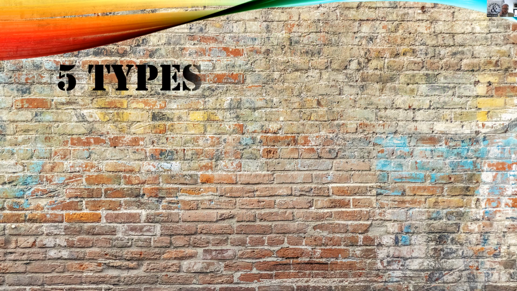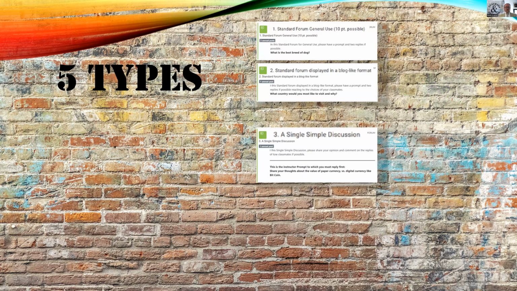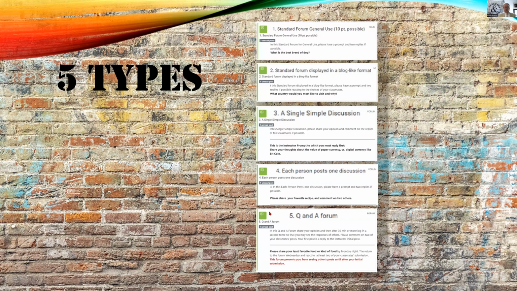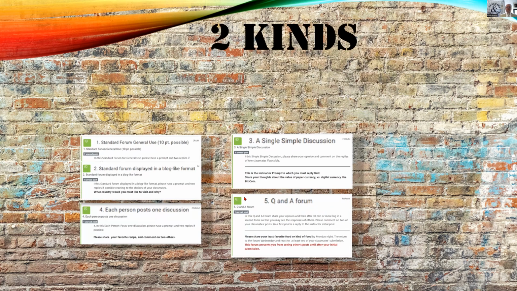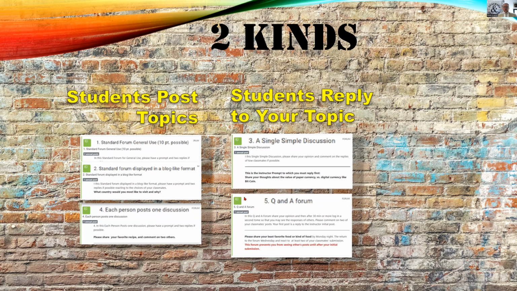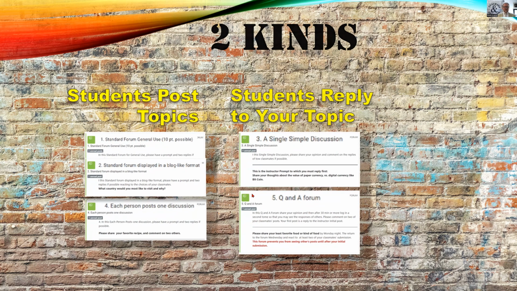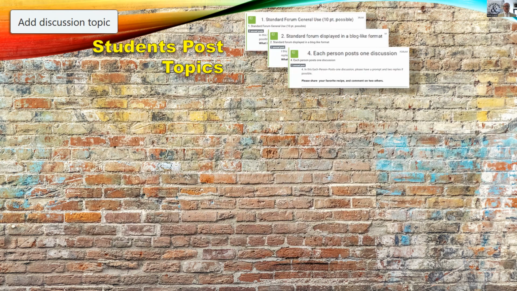So what we're going to do is talk about the forum types there are, okay? And the forum types, you see there's 5: standard, regular, standard forum in a blog, single simple, each person posts one discussion, all that. But actually there's 2 kinds within that. What we have is forums where students post topics, they hit discuss topic, or students post replies to what you wrote. Let's talk about that for a second.